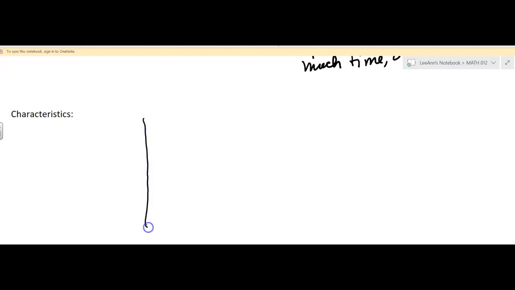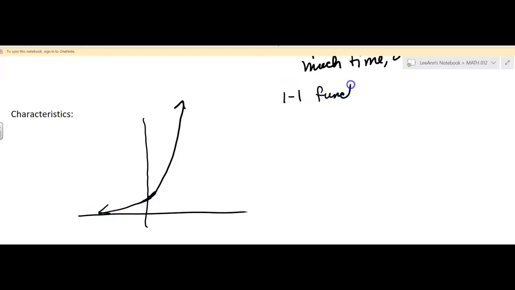Okay, so characteristics of this function. It looks like, well, not quite so pointed there, but something like that. It's a one-to-one function. Looks like an exponential function, right? It has an asymptote at the x-axis, so that would be a horizontal asymptote at y equals 0.